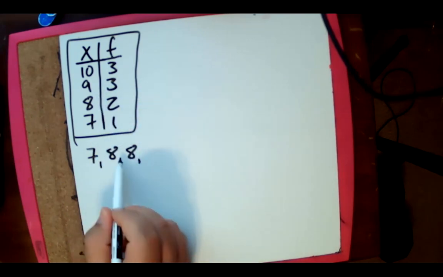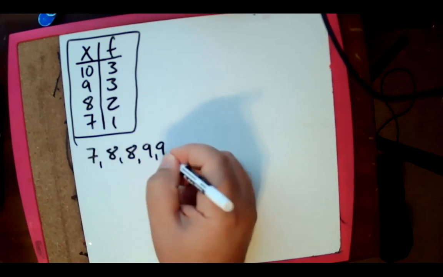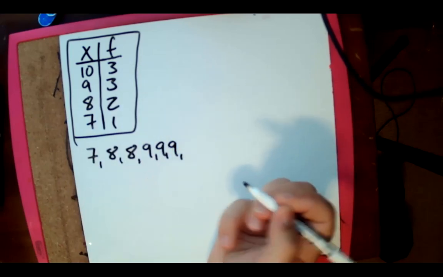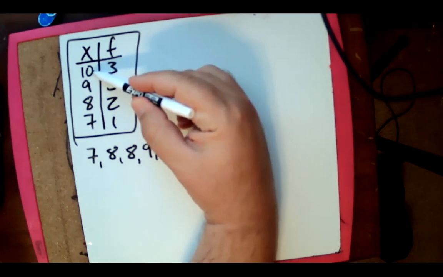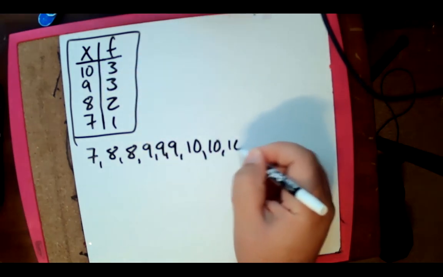Make sure you include every single number. So I got my 7s, I got my 8s. So next up is 9, and there's 3 of those. So I do 1, 2, 3, right? And then next after that is 10. That's the next highest number, and there's 3 of those. So 10, 10, and 10.